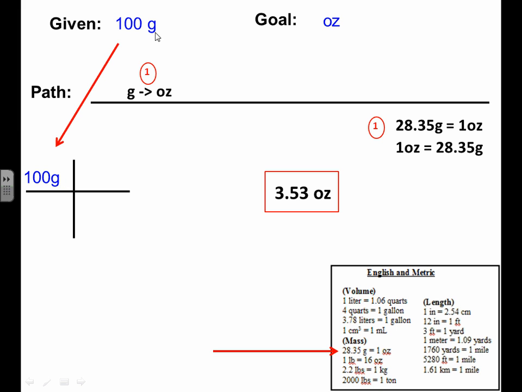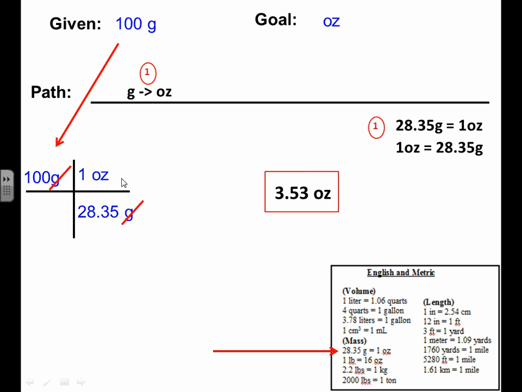Again, we don't want grams in our final answer. We need to cancel out grams and get it to ounces. So what's going to happen? We have to put 28.35 grams on bottom. And 28.35 grams is equal to 1 ounce. Well, grams on top cancels out grams on bottom. And look at that. We had a goal of ounces, and that's all we have left for units.